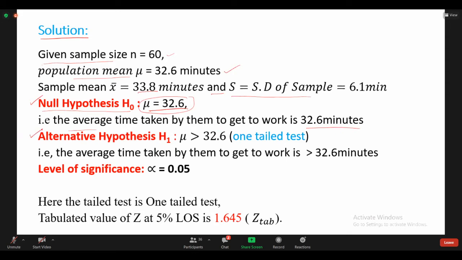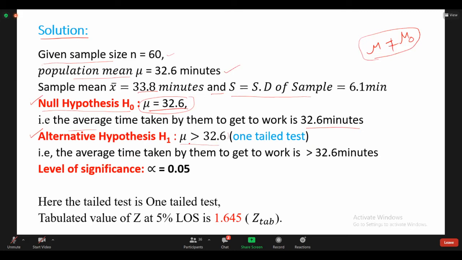Now the alternative hypothesis. The second step is the alternative hypothesis, H1. In the question they have given a condition, so we have to check this. If that is not given, generally we have to take mu is not equal to mu naught, if any condition is not given. But in the question they have given a condition like this, so we have to test the alternative hypothesis mu is greater than 32.6.